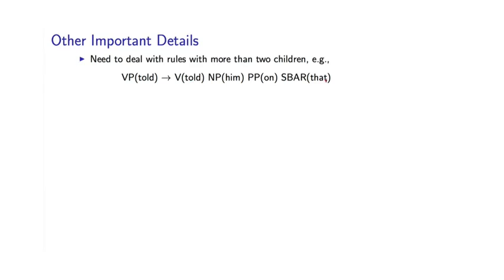There are various ways of doing this. A very simple way is to binarize the rules. So we have a flat rule like this. I'm omitting the head words here for brevity. You can convert this to a structure like follows, where we have intermediate cases here.